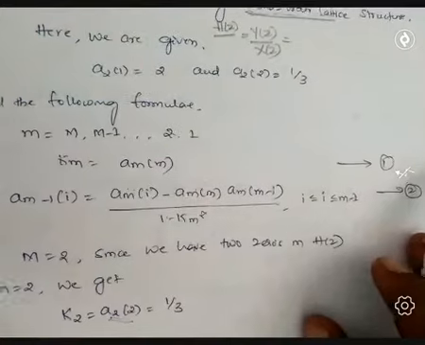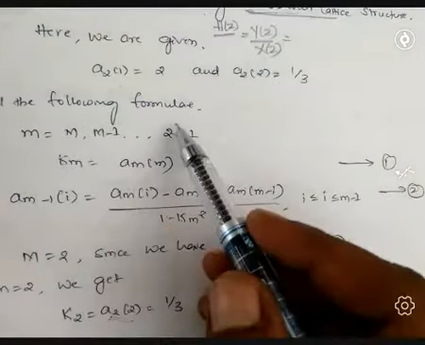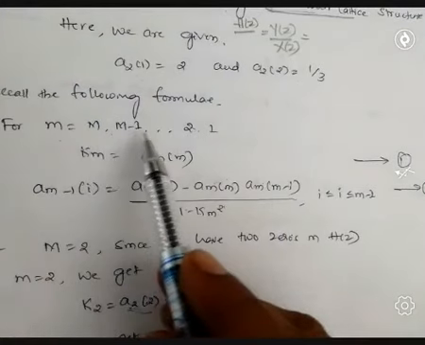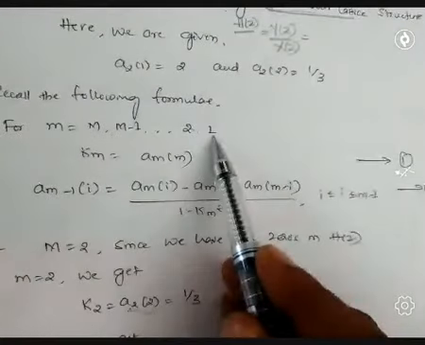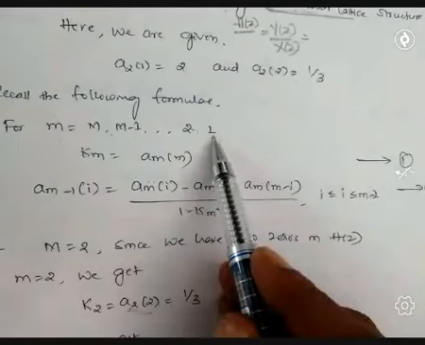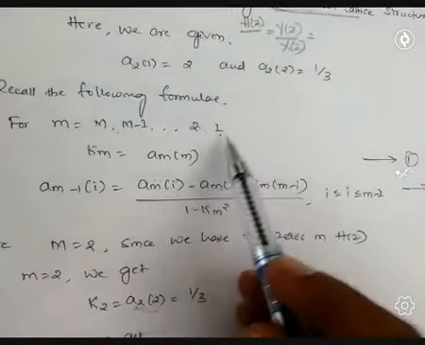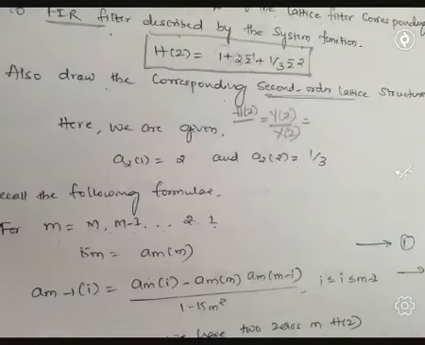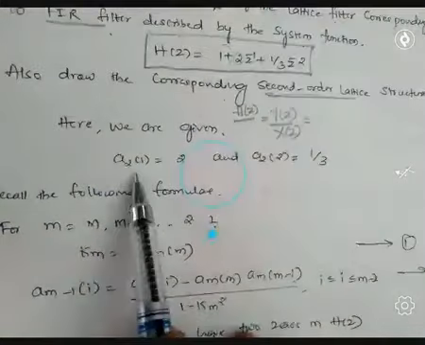Okay, so let us recall the formula. For m equal to m minus 1, m minus 2, going on up to where? What we are discussing right now is conversion from direct form, because the system function is given. System function is nothing but the direct form, that is, we have the values of the coefficients a.